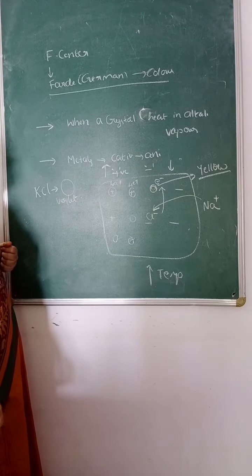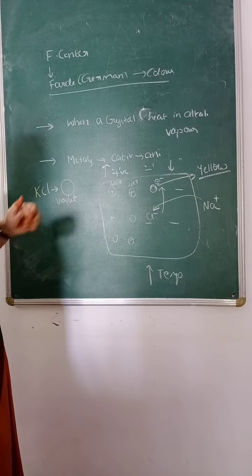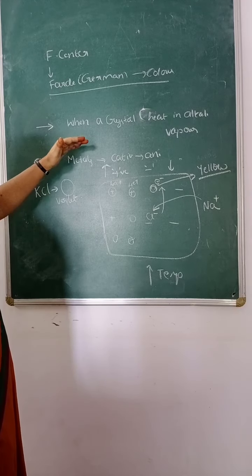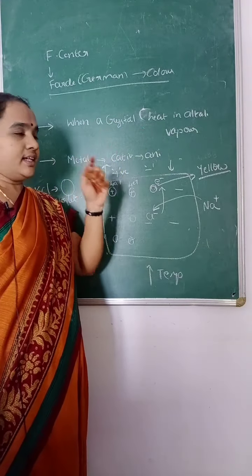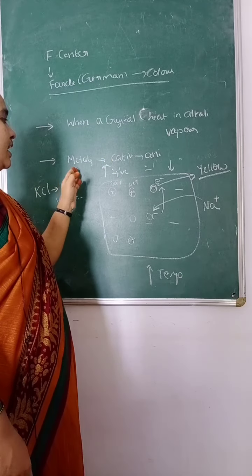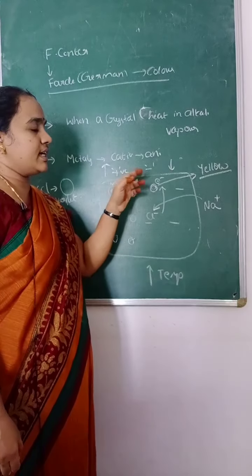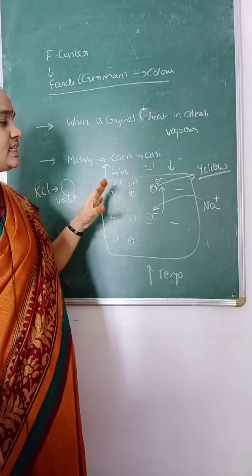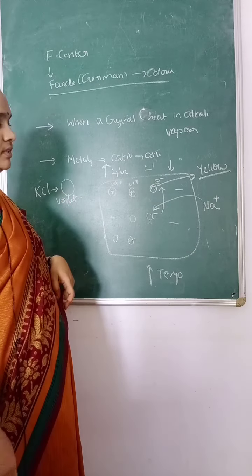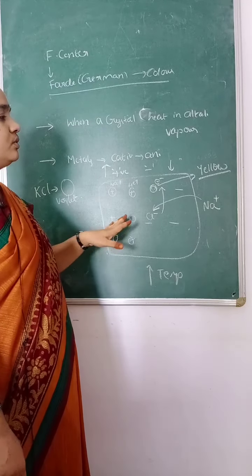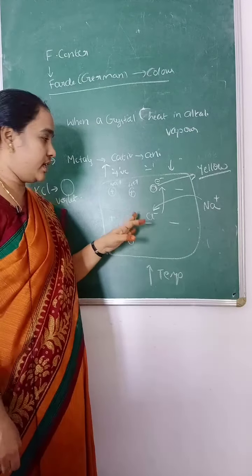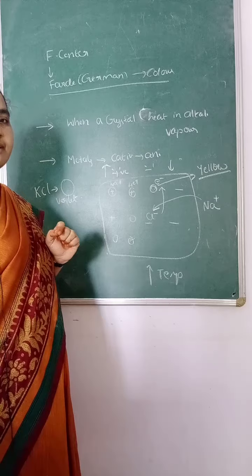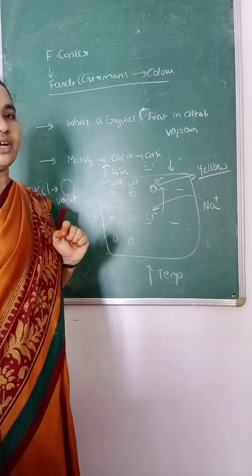So this is a simple topic called the F center. F centers are observed in a crystal when the crystal is heated in an alkali vapor, especially in a crystal having more positive ions and fewer negative ions. In sodium chloride we will observe the F centers in yellow color. In potassium chloride we will observe the F centers in violet color.